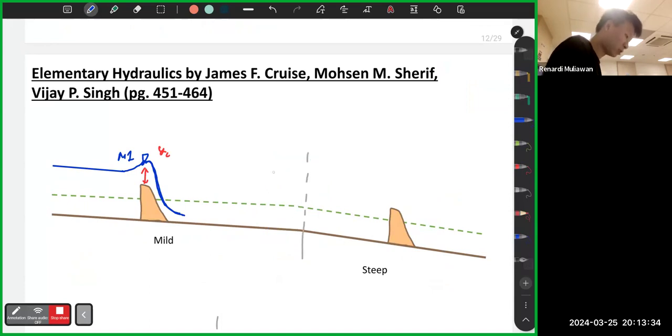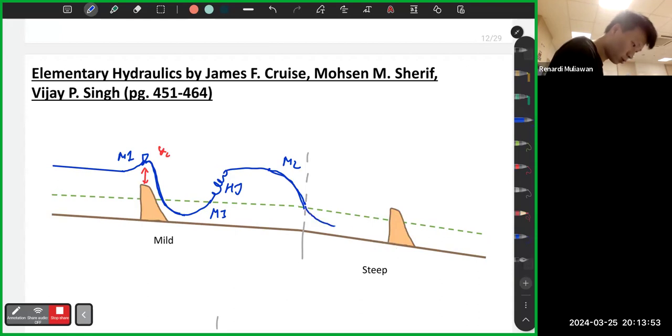Okay, there's something here, so this is actually M2. But besides that, it's actually YN all the way. So there's a mismatch, so you need a hydraulic jump. So M3, hydraulic jump, then normal depth, M2, then steep, so it goes to S2. So M2, S2 is a very common occurrence.